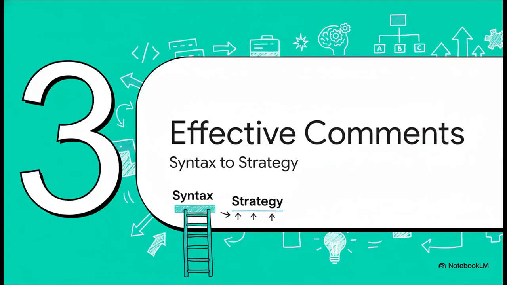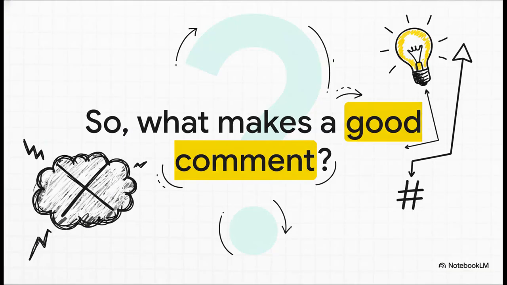Okay, this is where things get really interesting. Knowing the syntax, knowing how to type a comment, is the easy part. But knowing when and why to write a comment, that's what really separates good code from truly great, readable code. This is all about strategy. It's such an important question, right? Because a bad comment can be just as useless or, honestly, sometimes even more confusing than having no comment at all. So what's the secret?